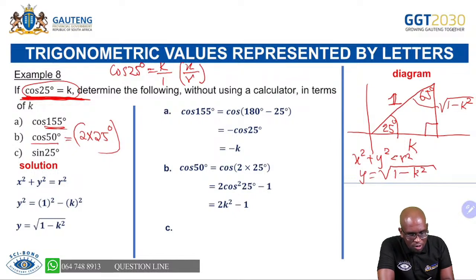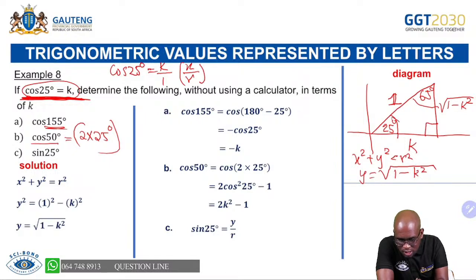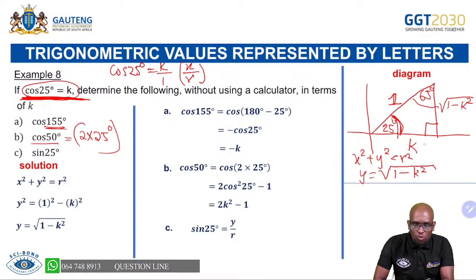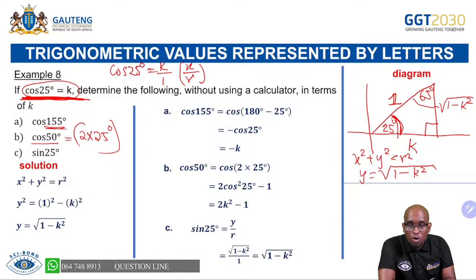And then last but not least, the sine of 25. We go there, we see we have 25 there. The sine of 25 would be opposite over hypotenuse. That is y over r, and that would simplify to the square root of 1 minus k squared over 1, which is the square root of 1 minus k squared. So that's how you were supposed to simplify that.